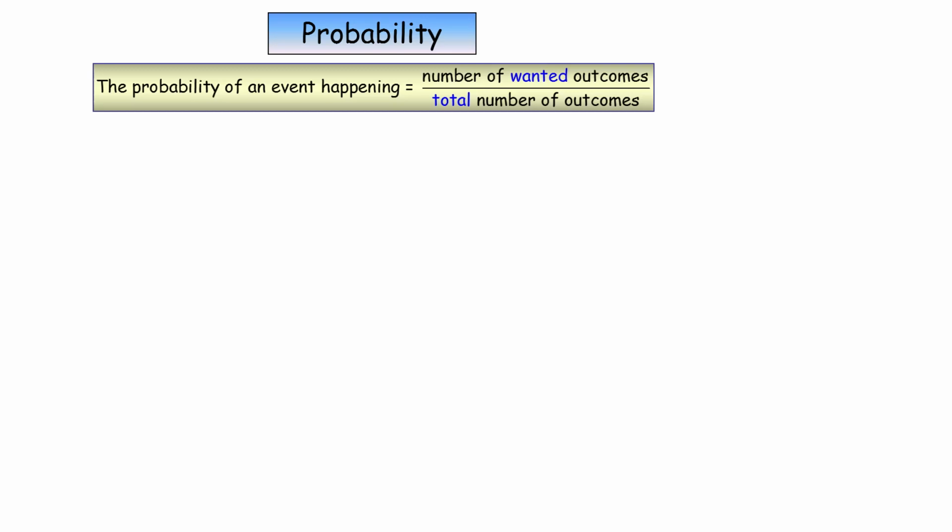Okay, so we've been using the language of probability. Now we're going to define probability in terms of values. We know it lies between 0 and 1. And there's our definition of probability of an event happening: the number of wanted outcomes divided by the total number of outcomes. So the number of wanted, what you want to happen, divided by the total number of possibilities.